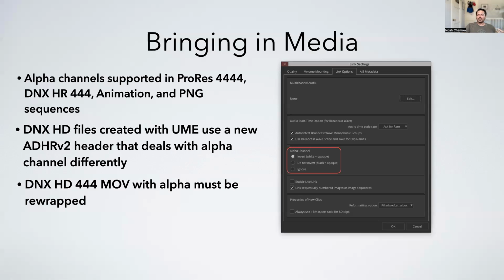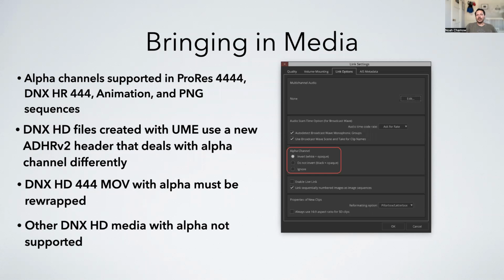And another thing to note, I actually tested this yesterday: in earlier versions of Media Composer, you could import other files that arguably didn't have an alpha channel, like DNX36 with an alpha channel that you could render out of After Effects. As far as I can tell, other DNxHD media with an alpha channel is no longer supported. So if you try to bring DNX36 in with an alpha, it will not work.